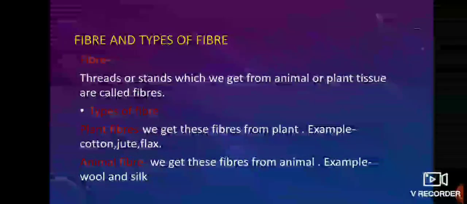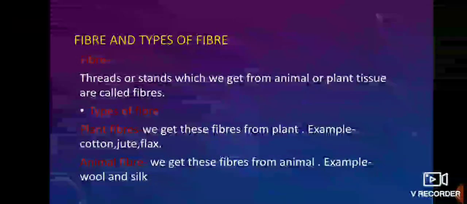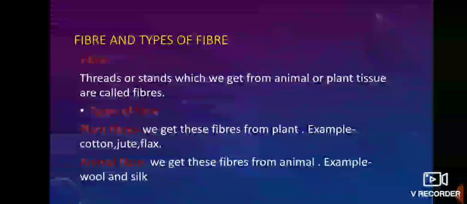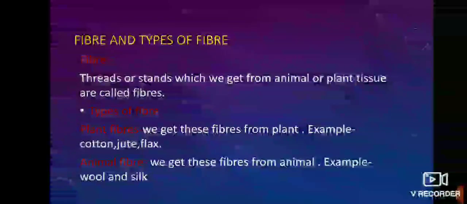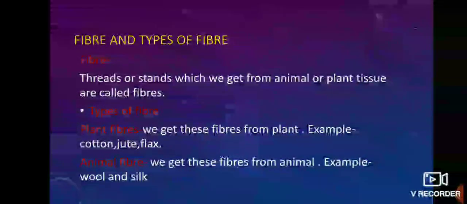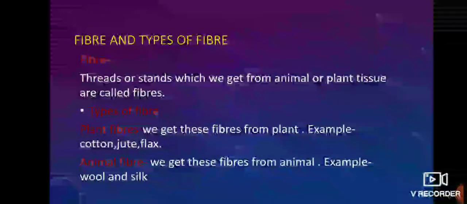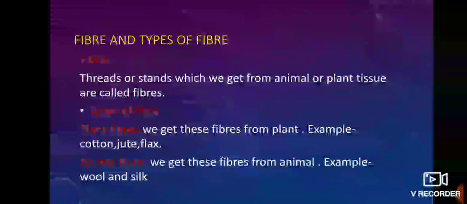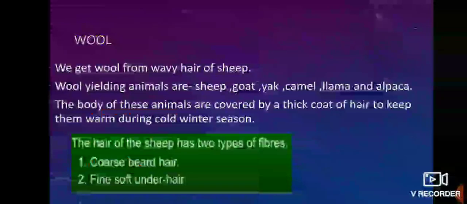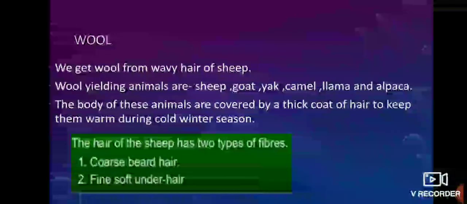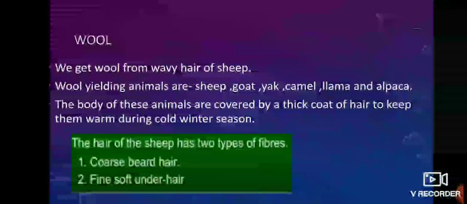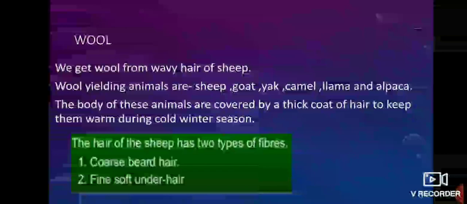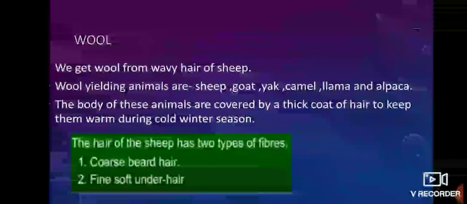Natural fibers are of two types, plant fibers and animal fibers. Plant fibers, as the name suggests, we get from plants. Examples: cotton, jute, flax. Animal fibers, we get from animals. Examples: wool and silk. Today we will learn about animal fibers, wool and silk, one by one. At first, we will learn about wool.